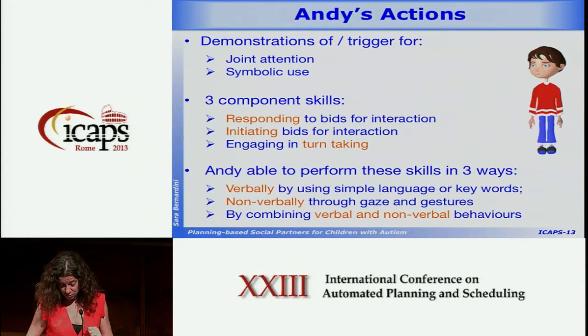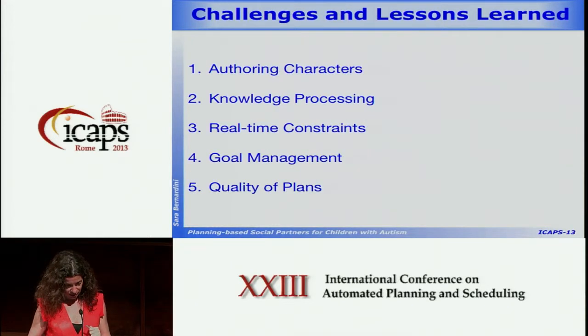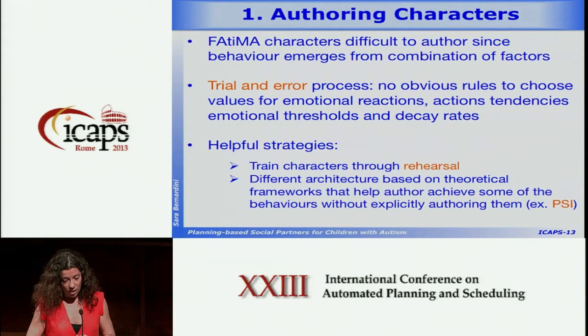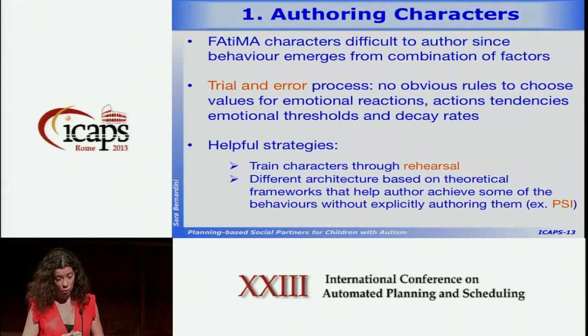So first, before going to the evaluation of the agent, I am going to talk about the challenges, as I said, in creating this character. So first of all, FAtiMA characters are difficult to author since behavior emerges from a combination of factors. So not only do you have to specify the goals and the operators as usual, but also you have to carefully define all the subcomponents of the affective system. And many times you have to really give numeric values for each of them.